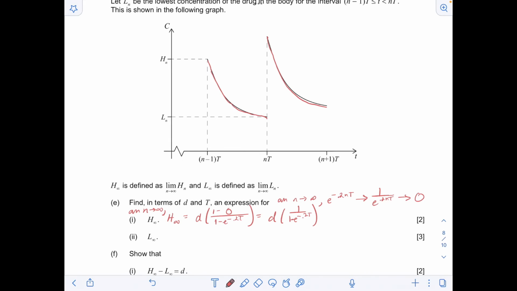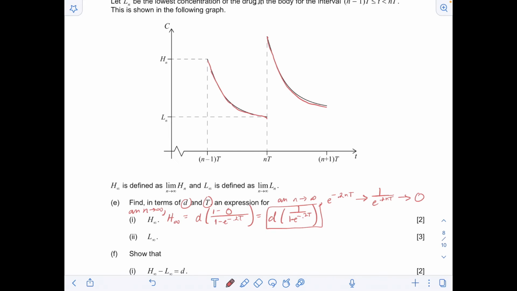So notice that now we have an expression for H infinity in terms of D and capital T. Those are the two unknowns that we have written there. So this is the answer for part 1. Part 2 says, well, what is L infinity?